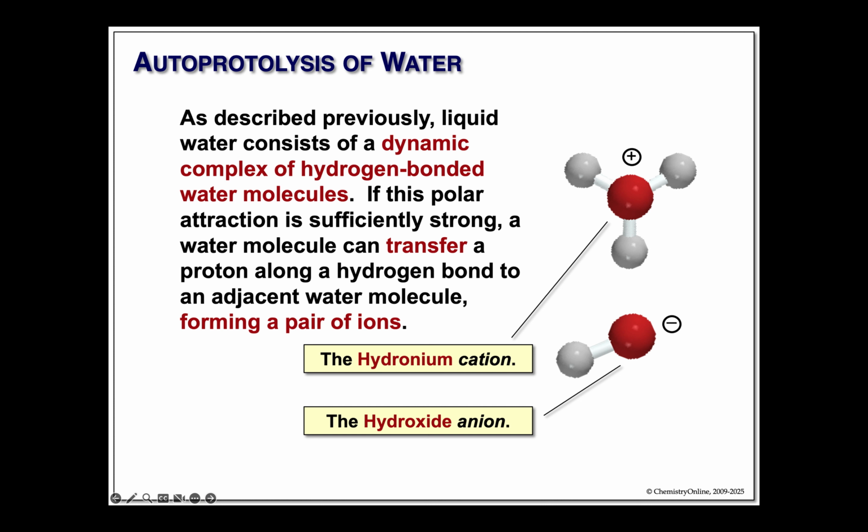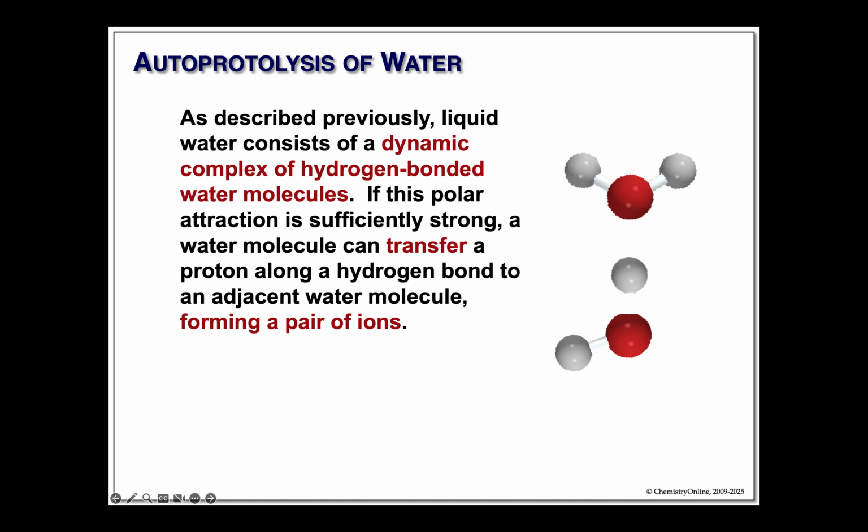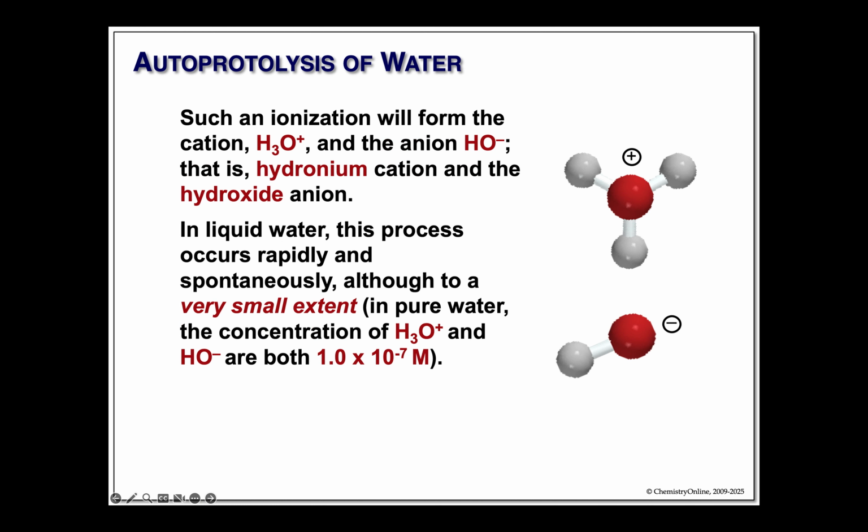Now again, this is all happening on a billionth of a second time scale. This can hand it back, reform our two waters. These can go back and forth and back and forth. The bottom line is, if you have a sample of absolutely pure water, autophotolysis will go on, and there will always be an equal number of hydronium and hydroxide ions. The concentration of these, we know, to be 1 times 10 to the minus 7 moles per liter.